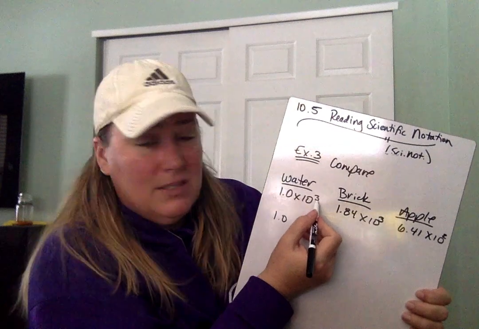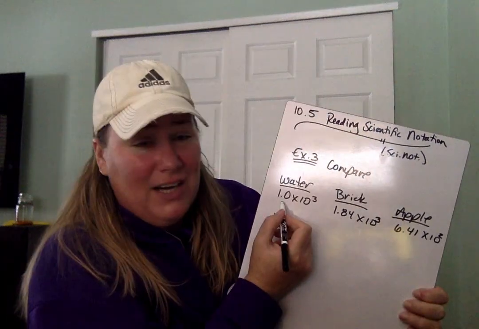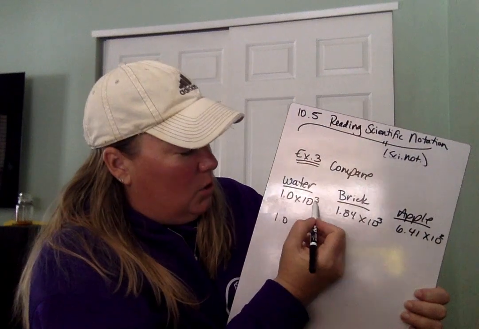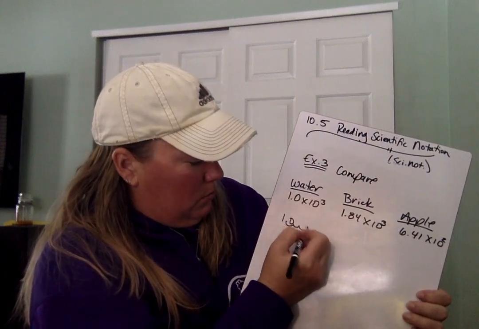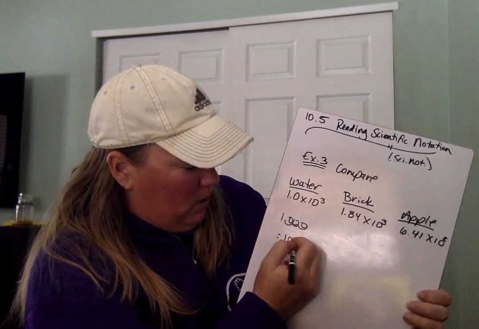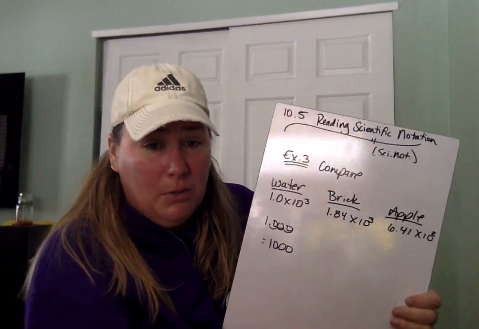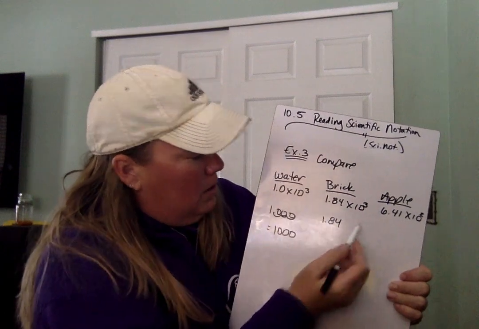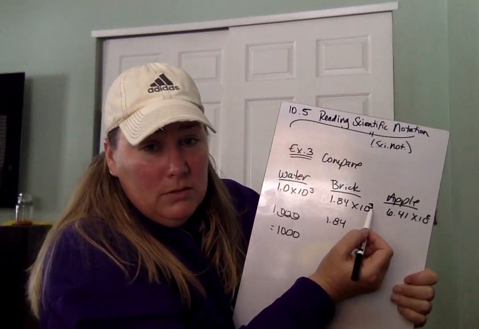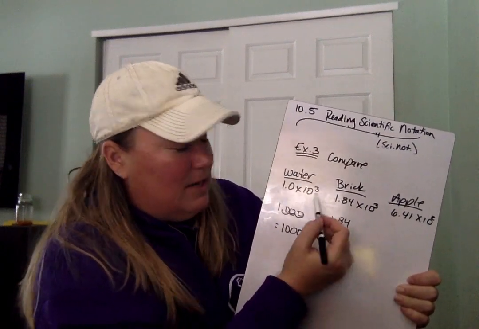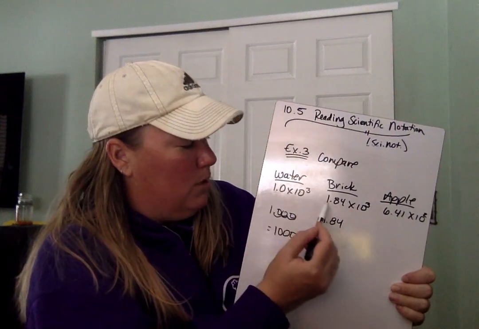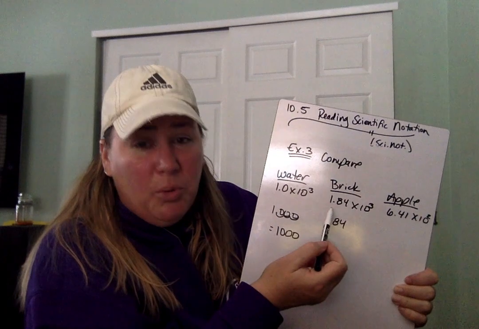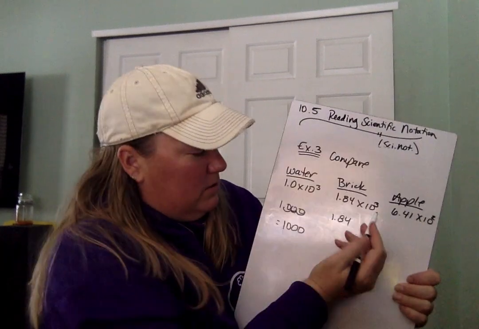Now 3, since it's positive, that means your factor is going to get larger. So we're going to move the decimal to the right 3 times. 1, 2, 3. Fill it in. So we have 1,000. We're going to compare that number. Do the same thing with brick. 1.84. Now it's power of 3 as well. Since these guys have the same powers, you can compare 1.0 and 1.84. Which one's larger? Well, 1.84 is, so that tells you the brick is going to be denser.